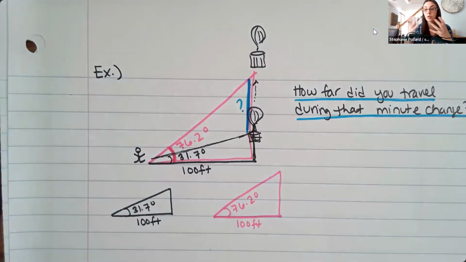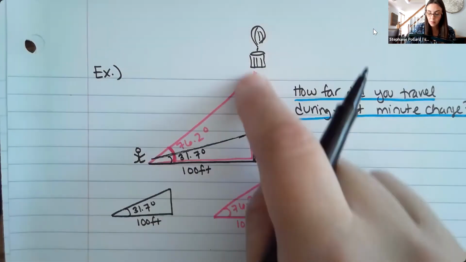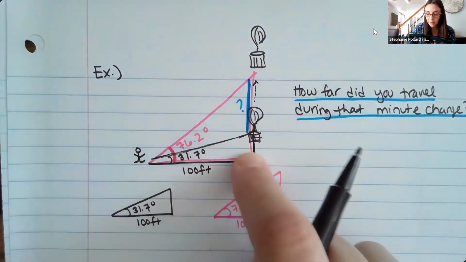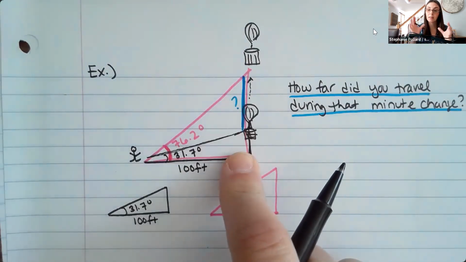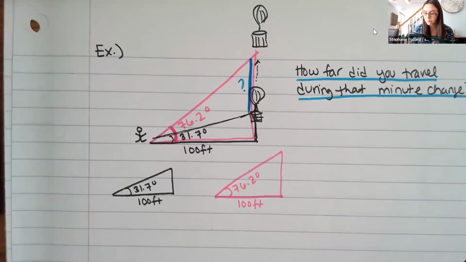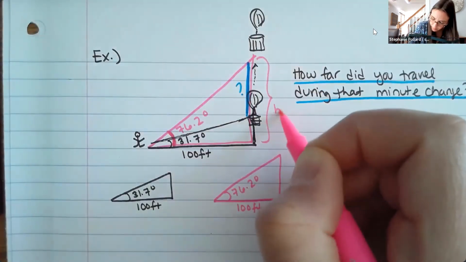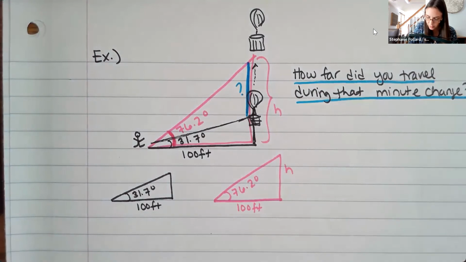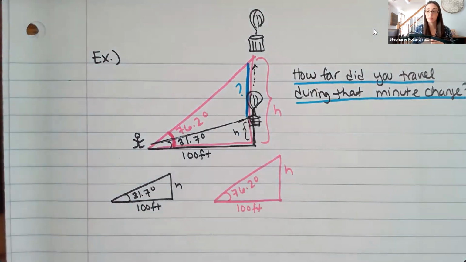And then what's going to happen, I can find the height of both of these. And then what I can do is I can subtract the heights to get that change, right? If I know the height of the pink triangle and I know the height of the black triangle, I can subtract those two heights to get that blue value there. So that's what we're going to do. I'm going to find this height here, and then I'm also going to find this height here, and then I'll be able to subtract those two to get that blue change. So let's go ahead and do that.